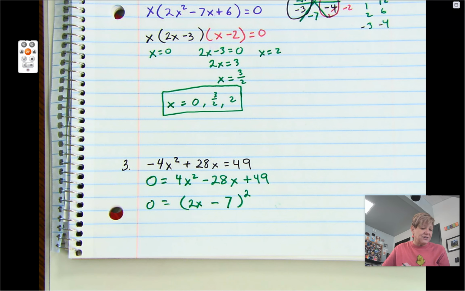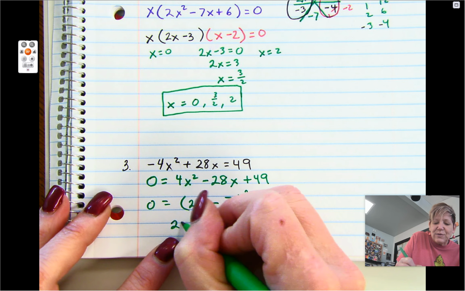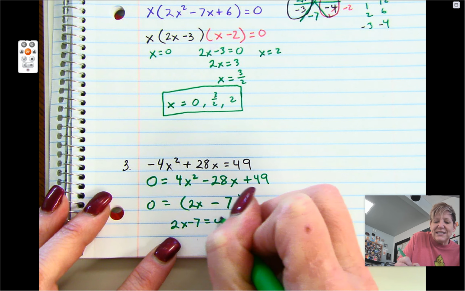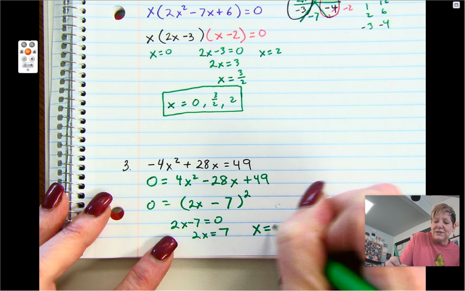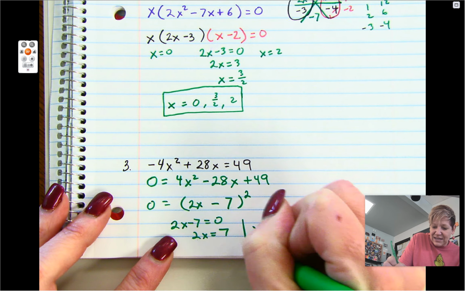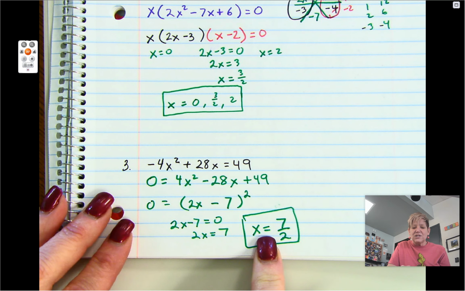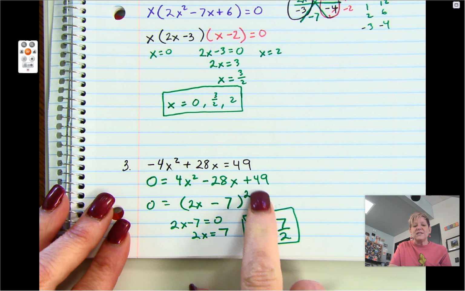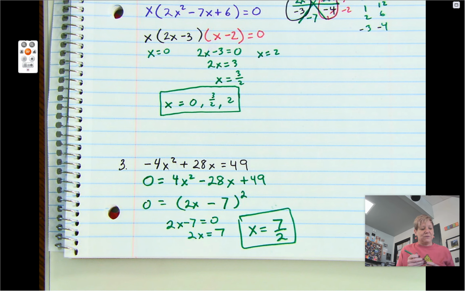So I have factored this completely. And now I just need to solve. And so I'm going to say take 2x minus 7 and set it equal to 0. 2x equals 7. So x equals 7 halves. Even though this is a quadratic, it only has one answer because that answer happens twice because of the squared. So it's called a double root. We'll learn more about that later on.